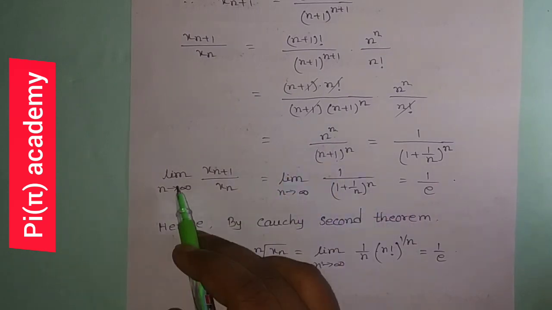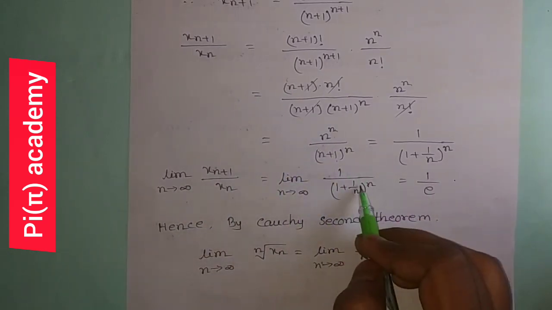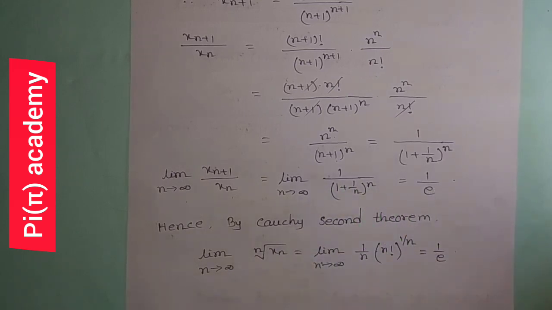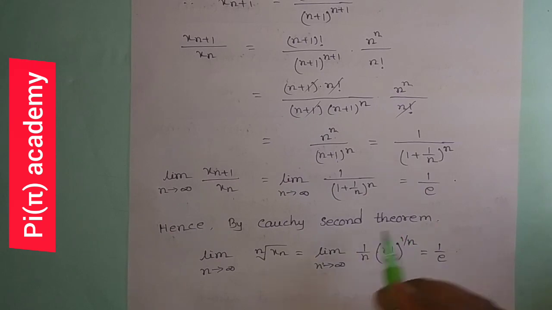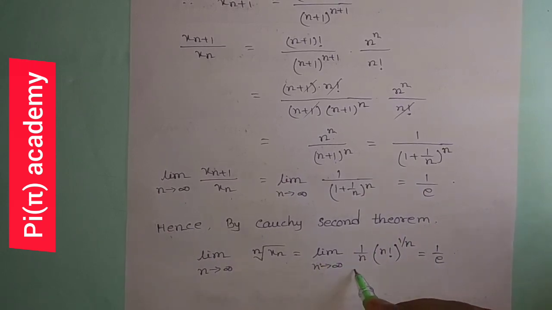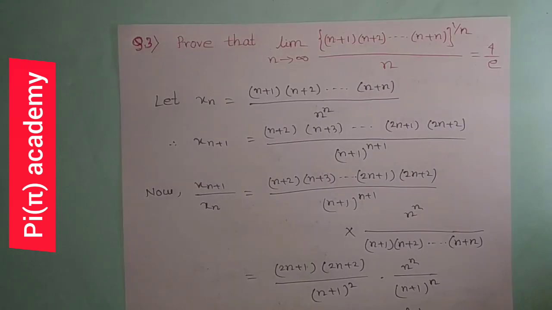Now limit n tends to infinity x_(n+1) divided by x_n is this, and the limit of this is equal to e. Hence by Cauchy's second theorem, limit n tends to infinity nth root of x_n equals limit n tends to infinity of (1 by n)(n factorial) whole to the power 1 by n equals 1 by e. Hence the result. Now question number 3.